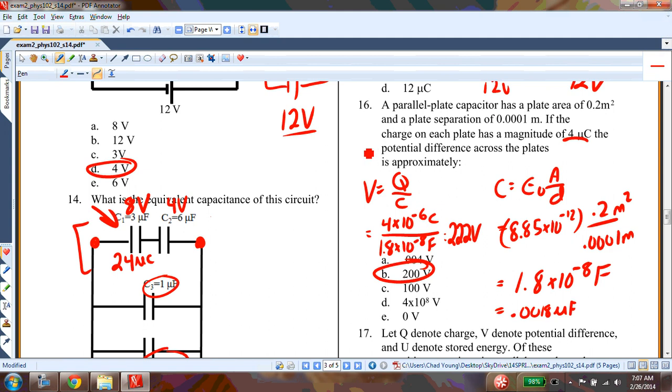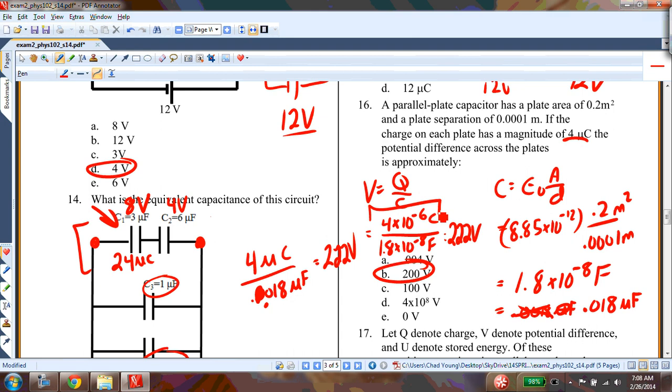Now again, another way you could have done this is we could have said, well, 4 microcoulombs divided by 0.0018 microfarads. If I've done my units correctly, that should work out. Let me just double check. I did not do it correctly. Let's see. No, this should just be 0.018 microfarads. So this would be just 0.018, and then that also gives you 222.